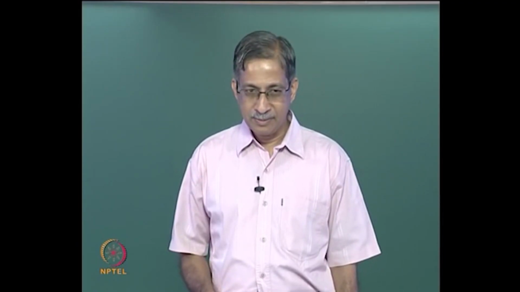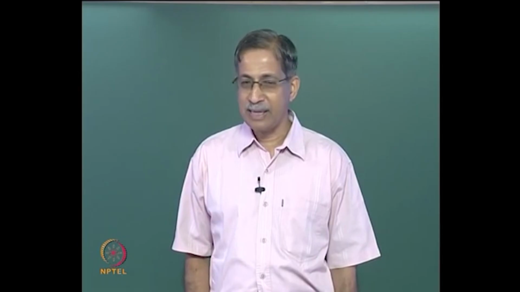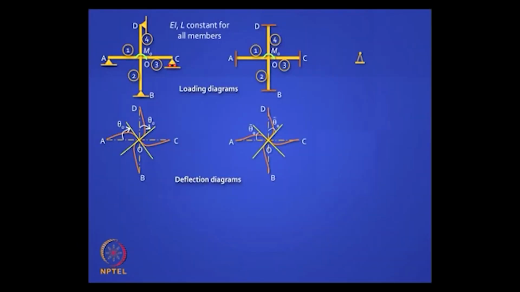Right? So you agree the deflected shapes will look like this. In the left case, it freely rotates here and that rotation will be theta naught by 2. You agree all the 4 will have to rotate by the same clockwise angle of theta naught. Why? Because the joint is rigid, that is the correct answer.